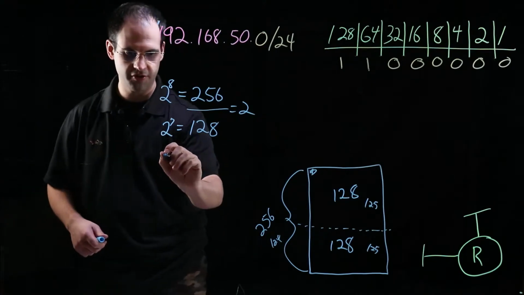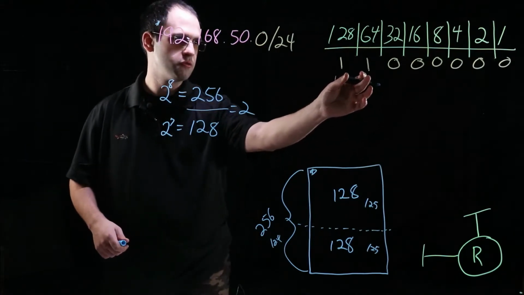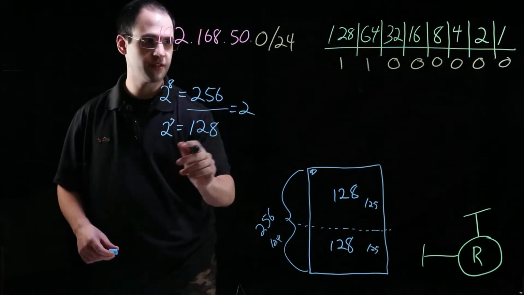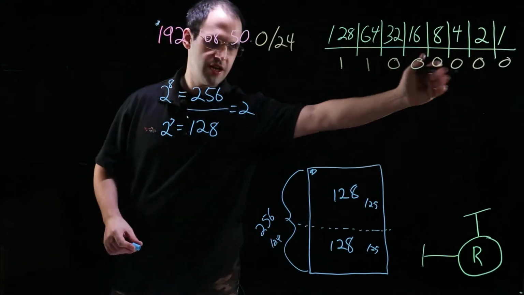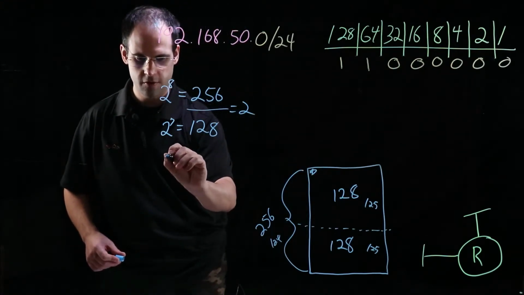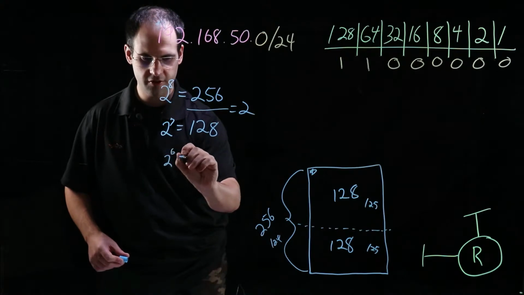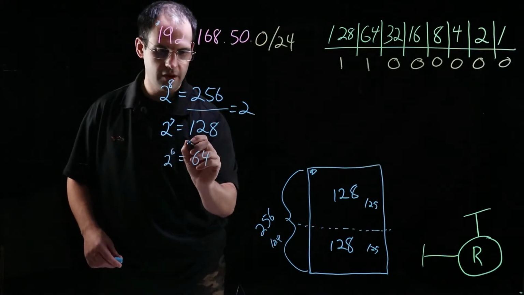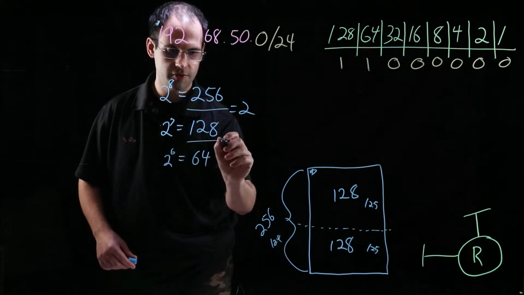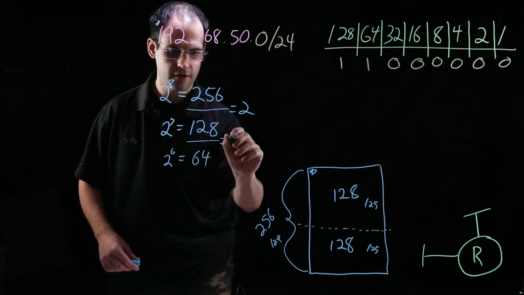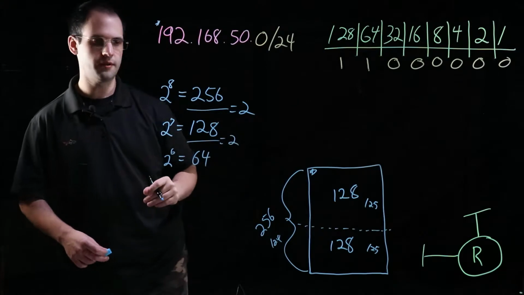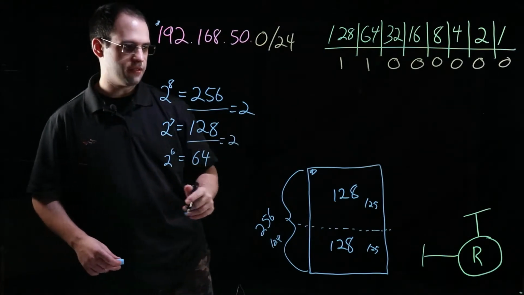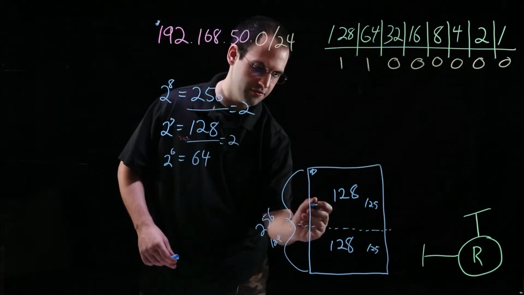2 raised to the 6th, right? We now have two network bits. So we have a /26 and 6 host bits. So 2 raised to the 6th is 64. All right. And if we divide that by 2, we have 2, right? So inside of here, that would be like cutting the halves in half, right?